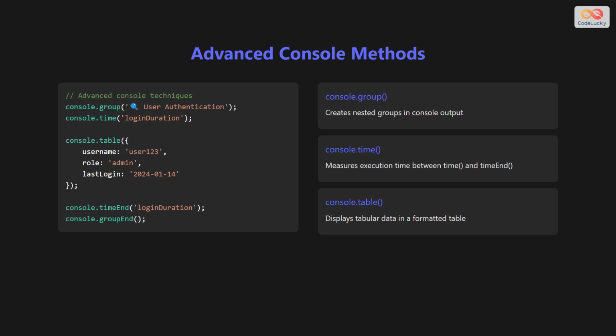The code here shows advanced console techniques with a comment, and then console.group with the string argument user authentication, console.time with login duration as the argument, then console.table method with a JavaScript object as argument that has properties username, role and last login with string values, console.timeEnd with login duration passed, and finally console.groupEnd. Below this, we have individual boxes that have the method title and description of the method like console.group, console.time, and console.table.